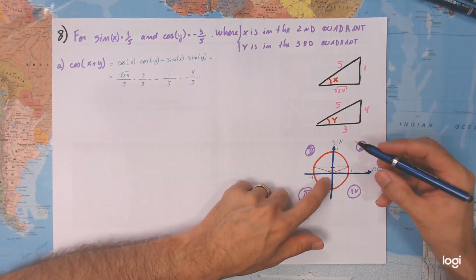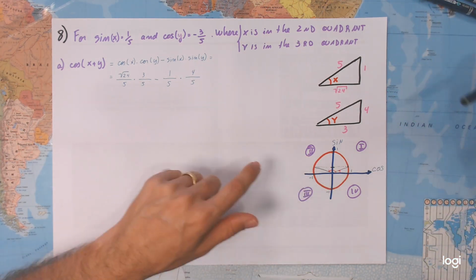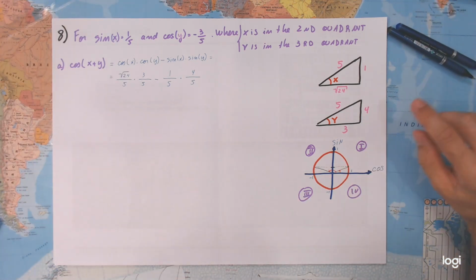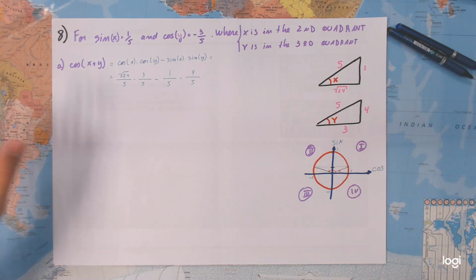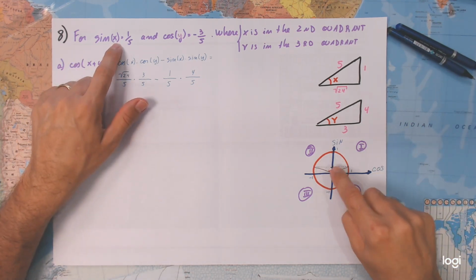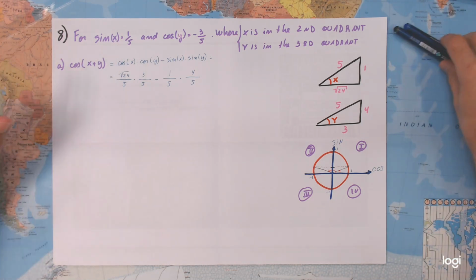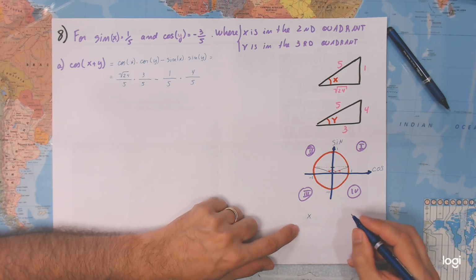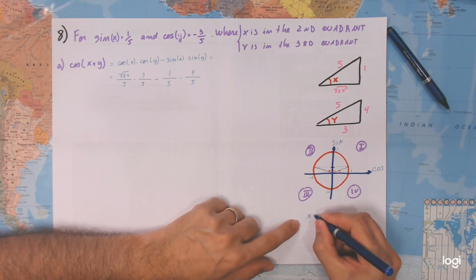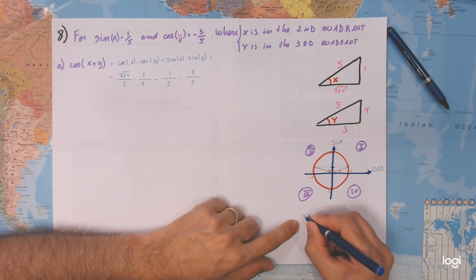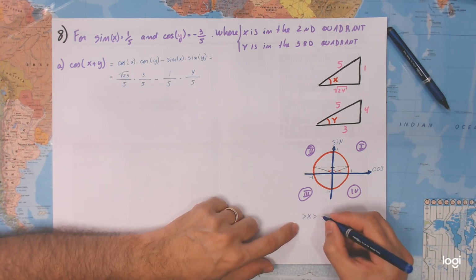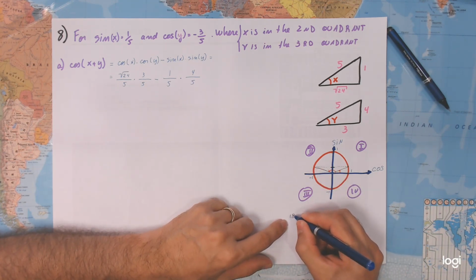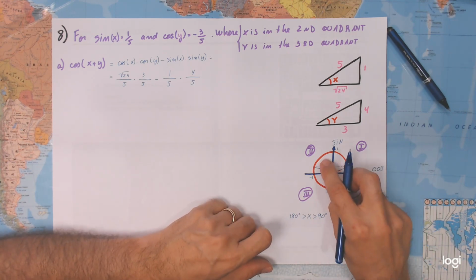So it is this big angle in here, okay? It is not this one, okay? So x is in here, it is this big one. So let's make our notes in here. We know that x is bigger than 90 degrees, okay? And also smaller than 180 degrees because it is in this quadrant in here.